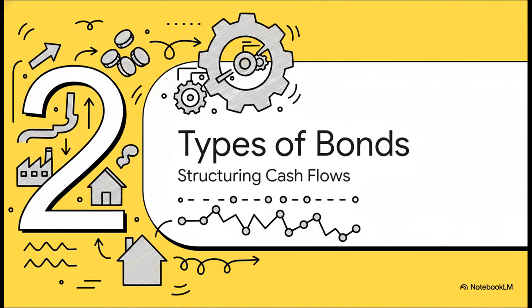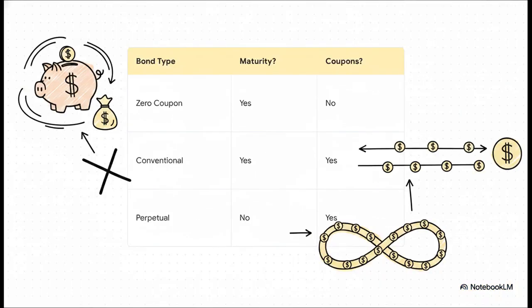Moving on to section 2, let's look at the types of bonds and how we go about structuring those cash flows. Just by tweaking those basic cash flows we just talked about, issuers can create entirely different instruments to fit all sorts of market needs. Take zero coupon bonds, for example. Instead of giving you periodic interest, they give you a massive discount upfront and then just pay out the full face value at maturity. Then you have conventional bonds, which give you both those regular coupons and a set maturity date.